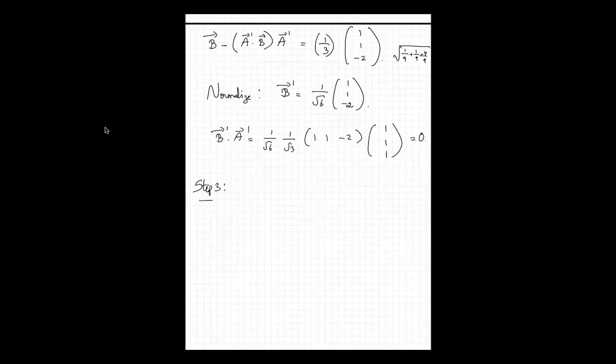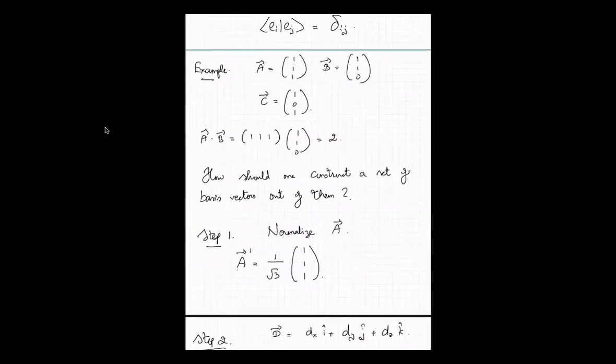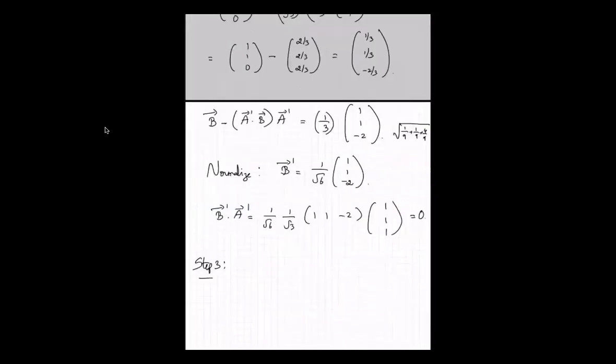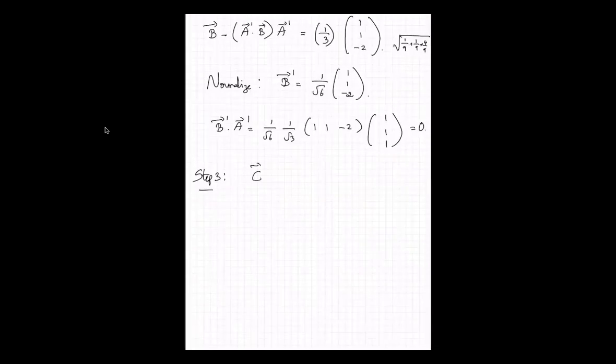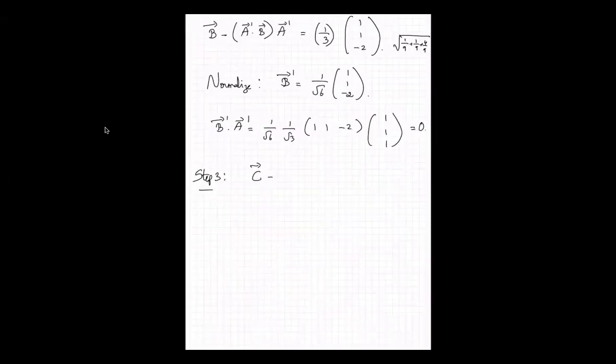What is step 3? I have the third vector, which is c. Now I have to make sure that c is perpendicular to both a prime and b prime. Okay, so the way I would do this is I would take the vector c and I would subtract off all components of c along a prime, and I would subtract off all components of c along b prime. So a prime dot c times a prime minus b prime dot c times b prime.